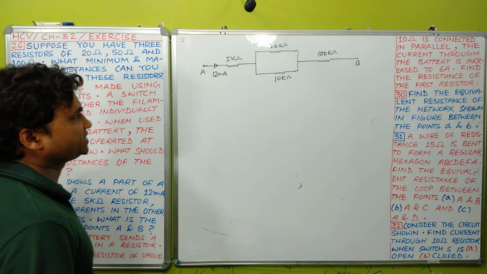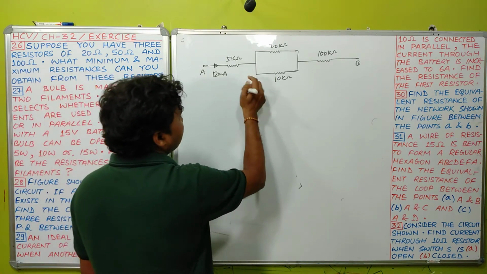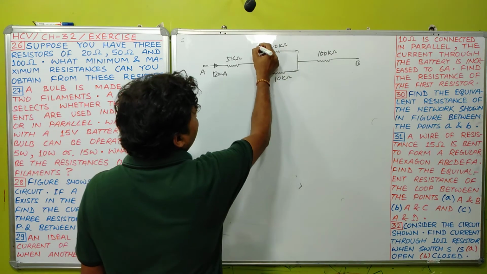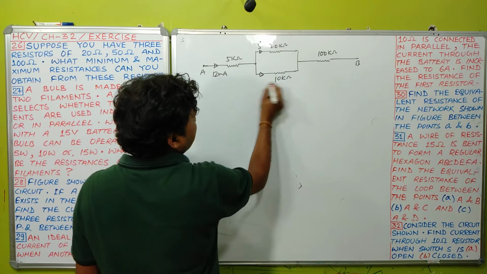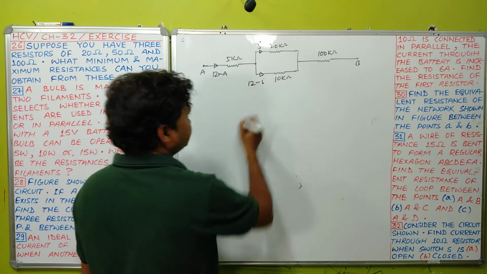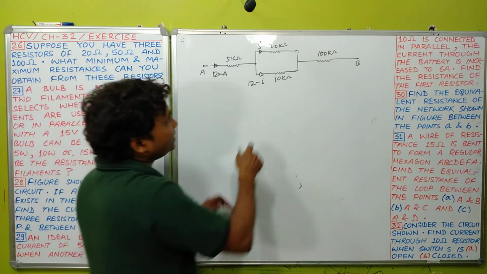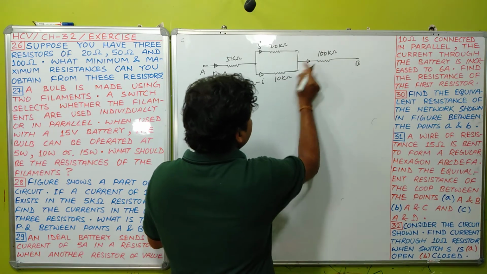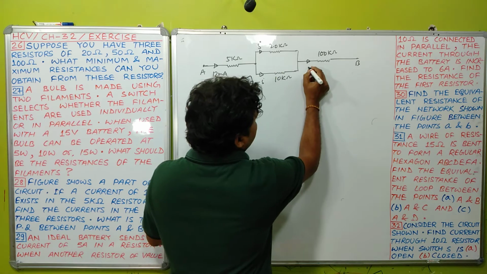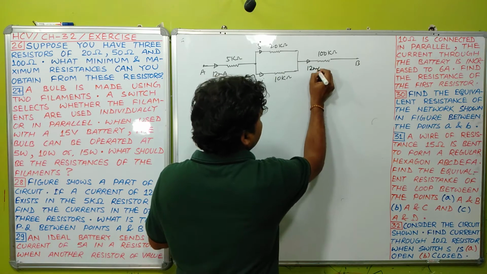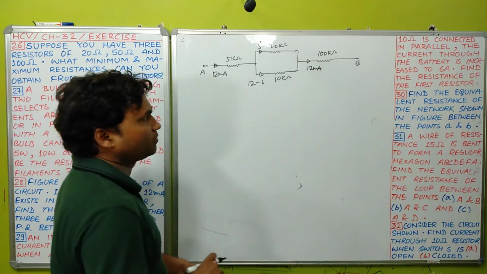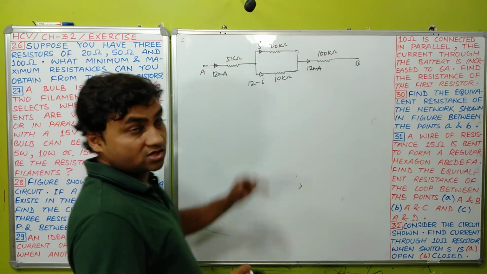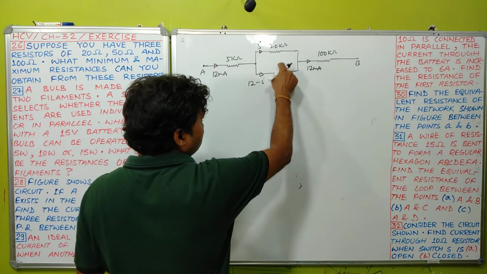Student, very easy. You can understand this 12 milliampere current will divide here at this point. Let the current flowing through this 20 kilo ohm be I, so the current through this will be 12 minus I. From Kirchhoff's current law, finally I plus 12 minus I means 12 milliampere current will flow through this 100 kilo ohm. So no problem, from 100 kilo ohm 12 milliampere current will flow. The issue is to find the value of current through these 2 resistances.